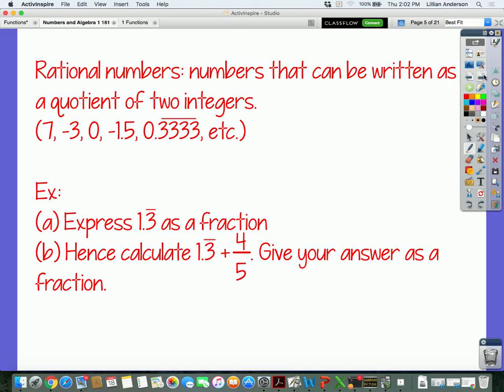Another word for quotient is a fraction. Fraction. And that's one thing that you really want to look at when you think about rational numbers. Can it be written as a fraction? That's how you'll know if it actually fits that category. Okay, can you write it as a fraction?